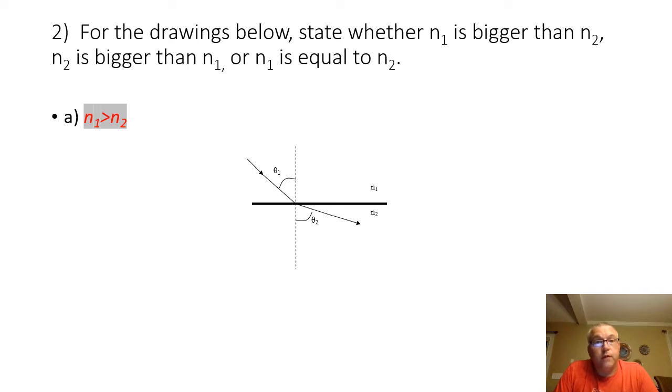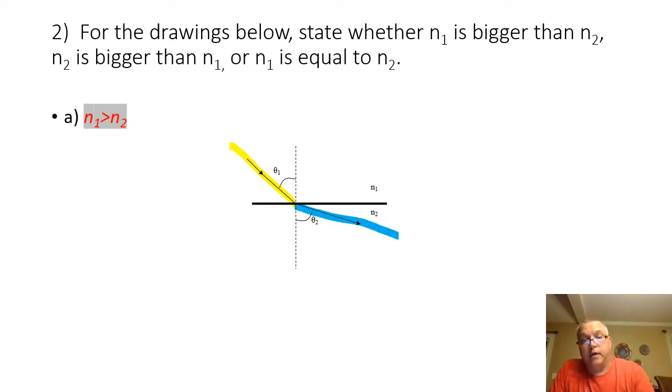Problem 2. For the drawings below, state whether N1 is bigger than N2, or if N2 is bigger than N1, or if N1 is equal to N2. All right, let's take a look at our first drawing. On our first drawing, we can see that we have my incident ray coming in right here. So that is my incident ray. And then we have my refracted ray after it goes through the boundary going right there.